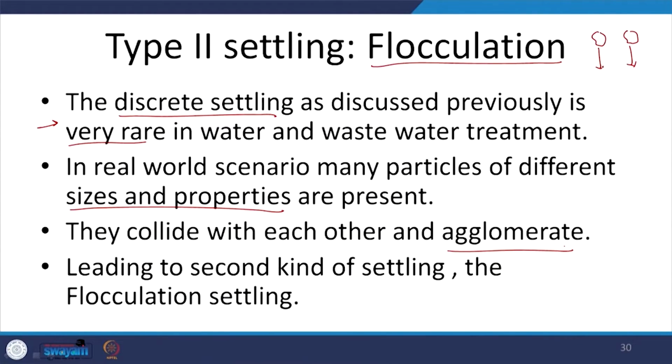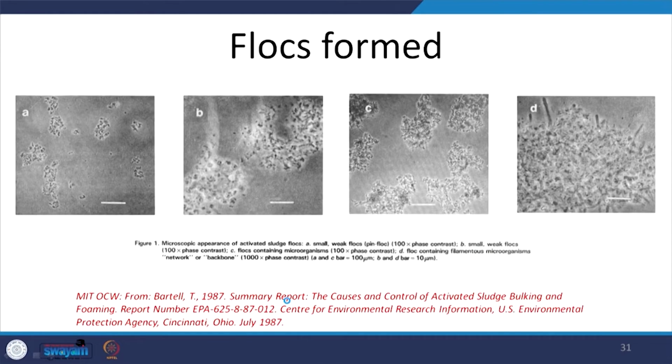So, they collide with each other and agglomerate, right, and that leads to what we call type 2 settling, or flocculent settling. So, flocs are formed, and again you have the relevant source here. Let me just point out some aspects here. As we mentioned in the biological process, you have certain kinds of bacteria forming, flock forming and filamentous. So you are going to have flocs being formed by flock forming bacteria, with the backbone being the filamentous bacteria. There has to be a balance between both.